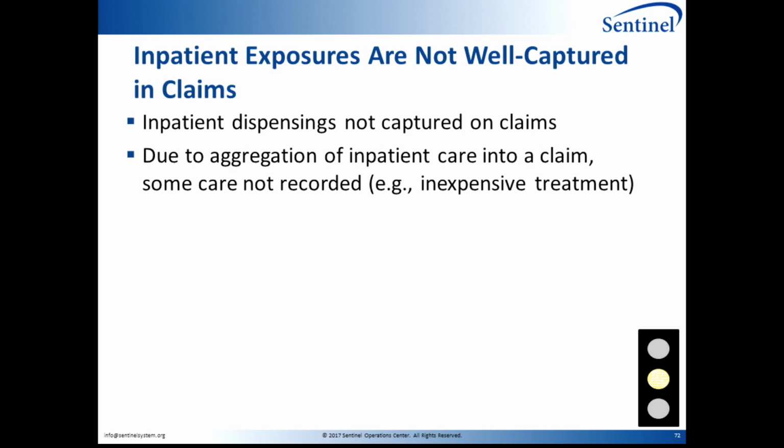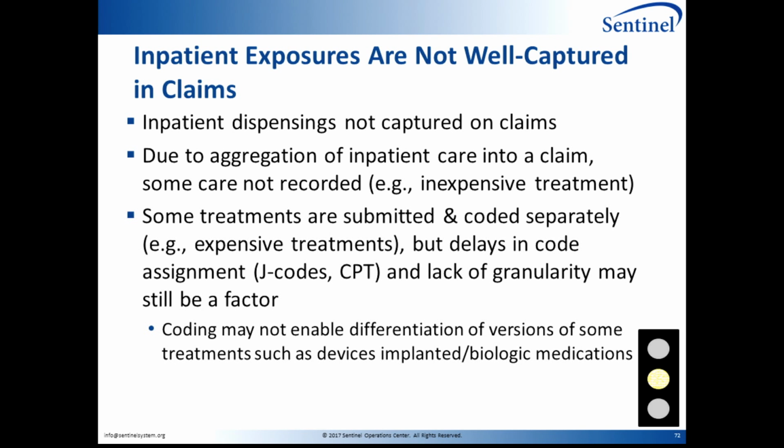So again, as I stated, due to the aggregation of inpatient care into a claim, some treatments are submitted though and coded separately. So for example, very expensive treatments may then be billed out separately. And so this is again where this might be yellow, where we can talk further about what is that specific exposure of interest, and is there a way to get at that? Very similar to our outpatient story of infusions and injections that we just talked about.